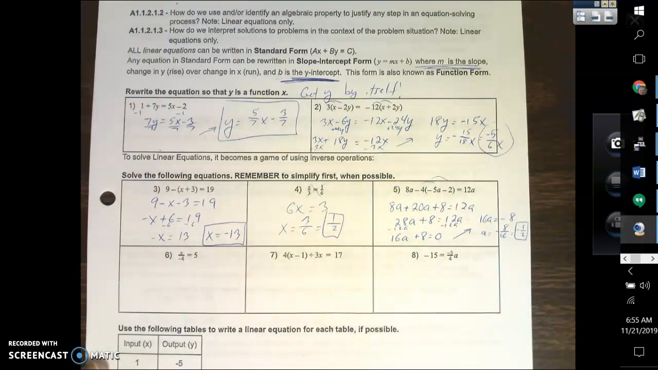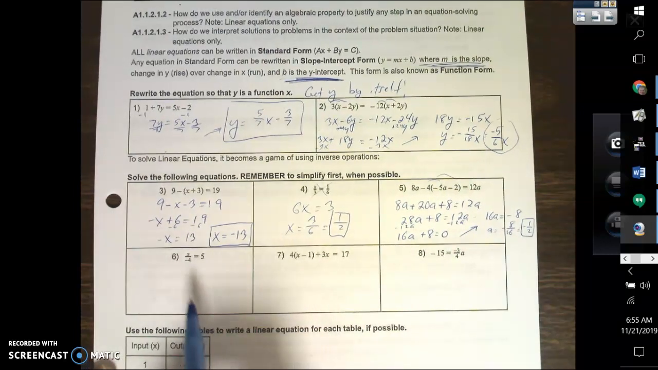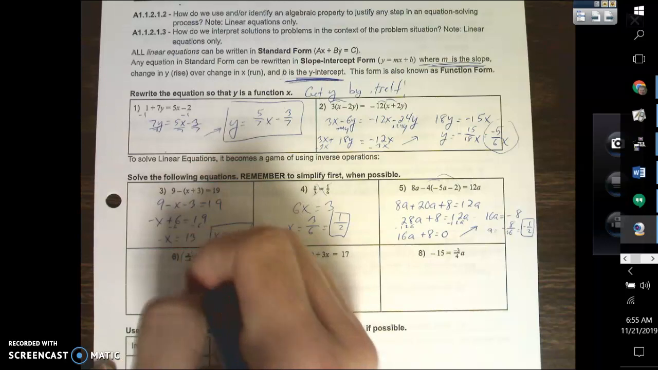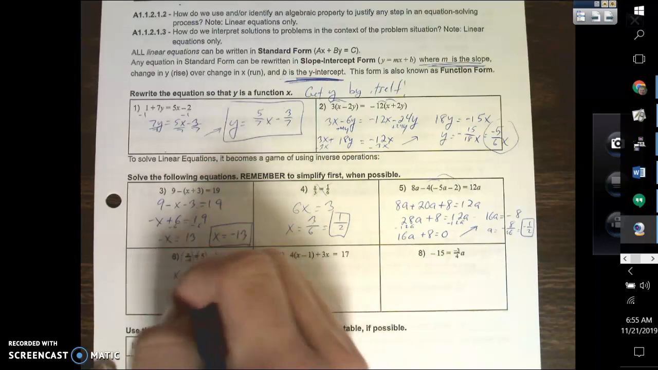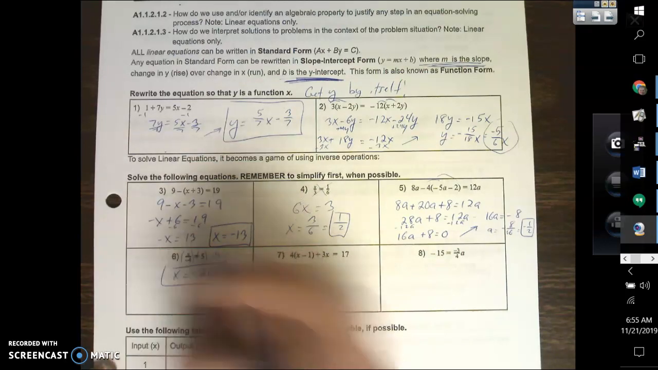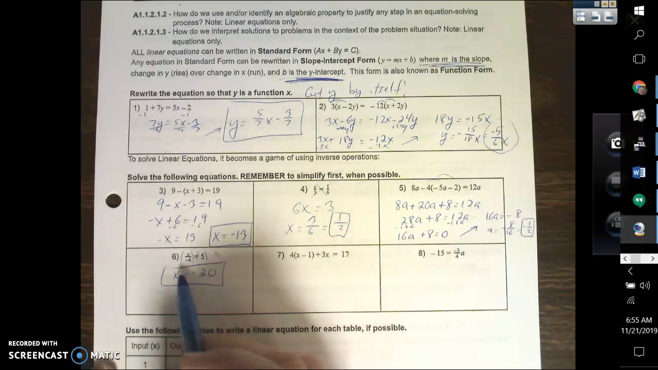Sorry, that's so tiny. Little boxes. Number 6. x divided by negative 4. The opposite of dividing by negative 4 is to multiply by negative 4. So x equals negative 20. Done. Because if you multiply negative 4 at the bottom by negative 4, it cancels out.